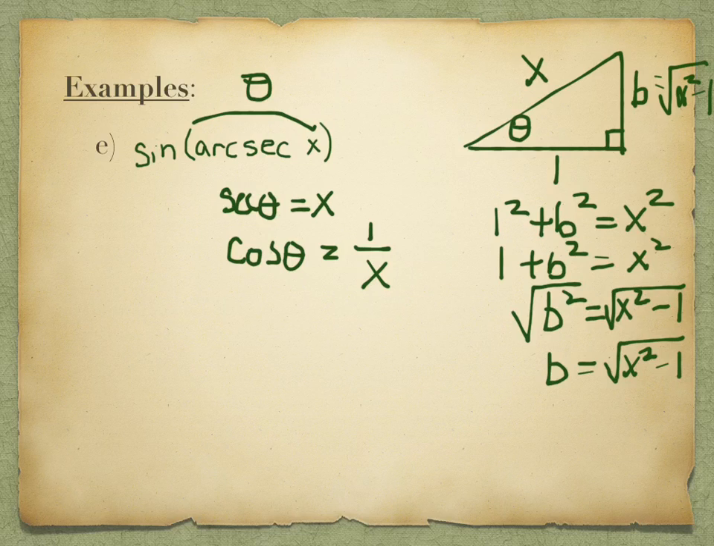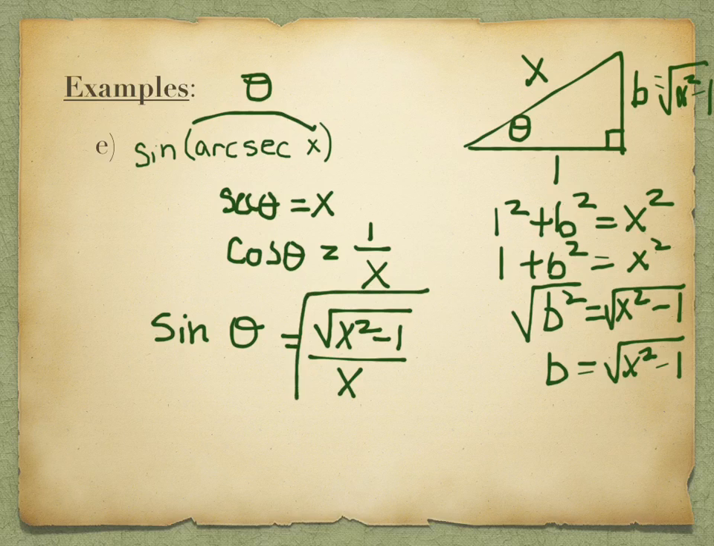Now I need the sine of this triangle. And sine, as related to the sides of the triangle, is what? Opposite over hypotenuse. So the sine of theta here is opposite, which is square root of x squared minus 1 over hypotenuse, which is x. So your solution, which you could not have used the calculator for in any way, shape, or form, is square root of x squared minus 1 over x.